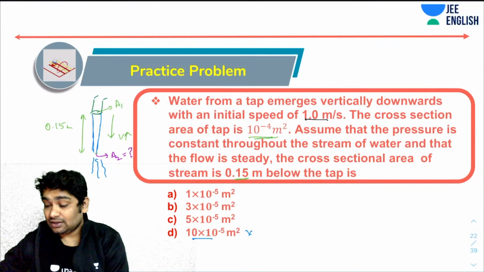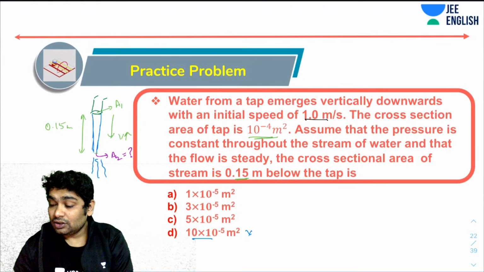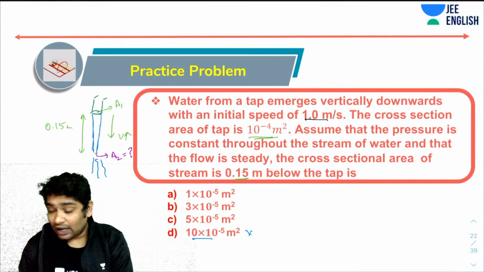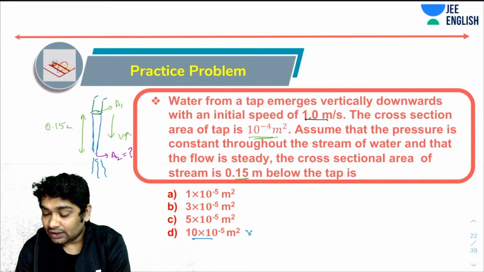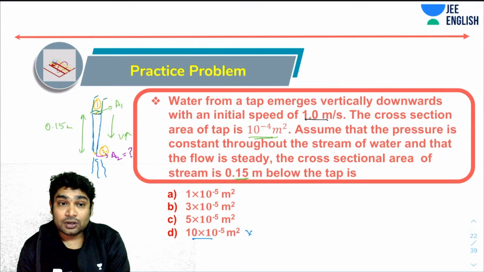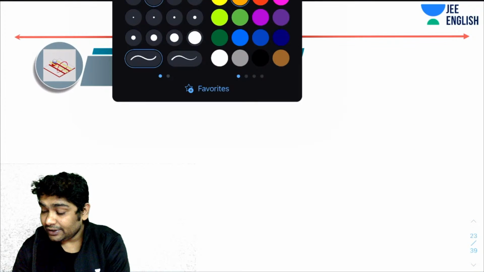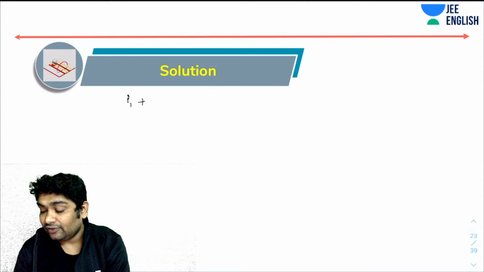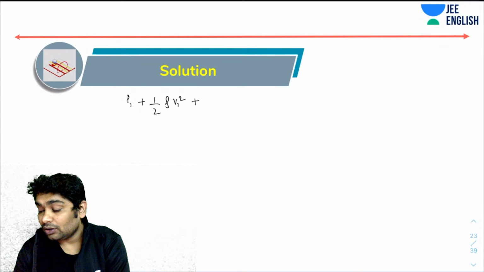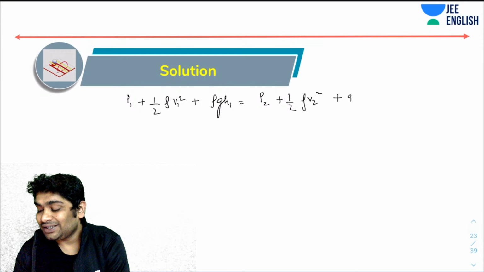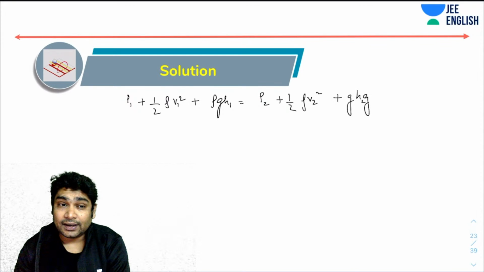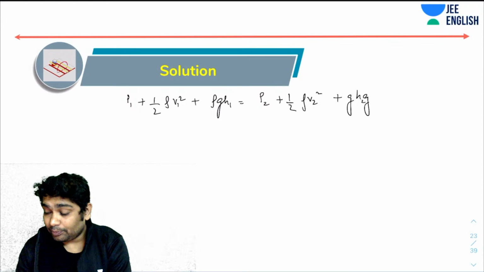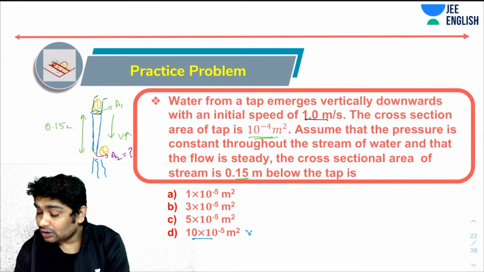All right, let's try and figure it out. Whenever you are solving any such problems, you have two points which you have to decide. Let's say this is point number 1 and this is point number 2, between which I want to apply my Bernoulli's theorem. So how do I apply it? I can say P1 plus half rho V1 square plus rho gH1 should be equal to P2 plus half rho V2 square plus rho gH2, right? So what I will realize is that I have been told that the pressure is constant throughout.